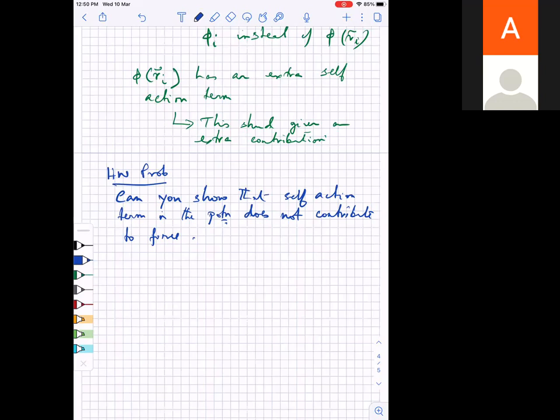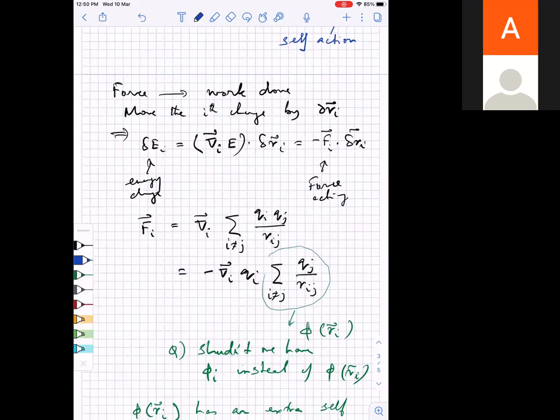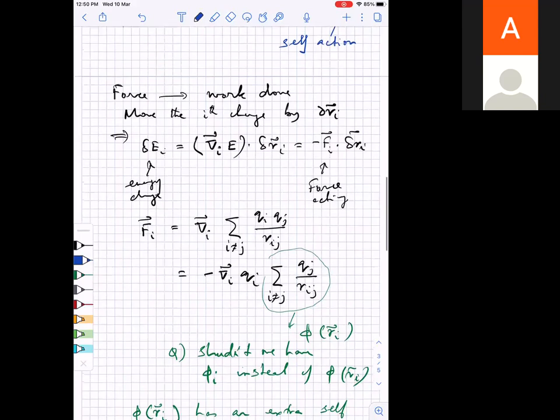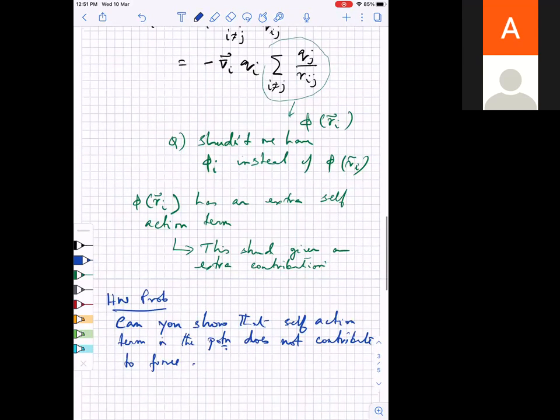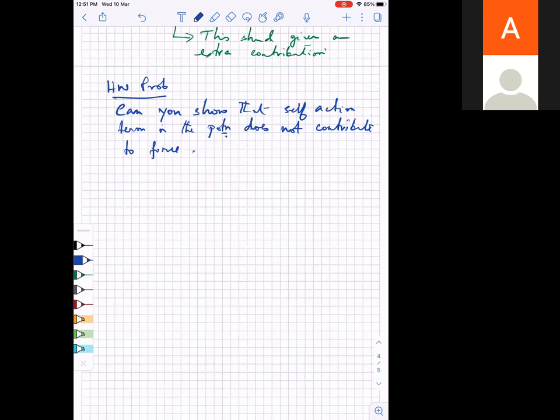Yes, there are infinities, but it doesn't change the dynamics because those infinities do not contribute to the force. So this is a problem. Go to the self-action term, try to find out why, the way we have written it over here, it doesn't contribute to the force. I hope you will at least think about it before the next class. If you have no way of going farther, then you can ask me for a hint. I will give you a hint of how to proceed. So the first problem is: show that the self-action term does not contribute. This is something that you should do.